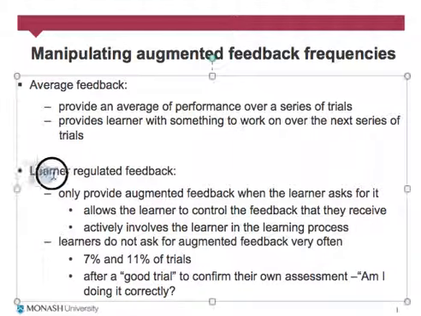This is an interesting one, the learner regulated one, where you just say to the learner, I'll give you feedback when you ask for it, so please ask for it when you think you need it, and then they will come to you when they think they want some feedback. And it's surprisingly how few trials they do that. They only want feedback on 7 to 11% of trials, which probably says that if you've been giving 100%, you're giving way too much because the learner just doesn't need it or want it. So it's an interesting one.